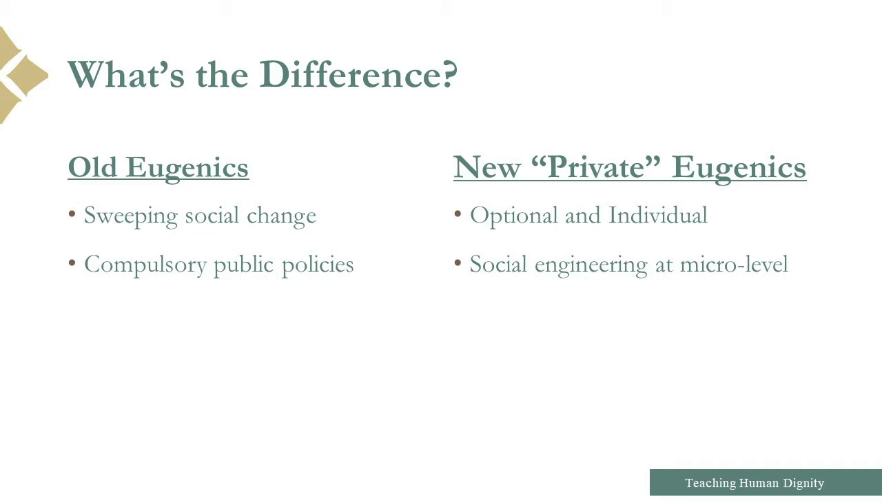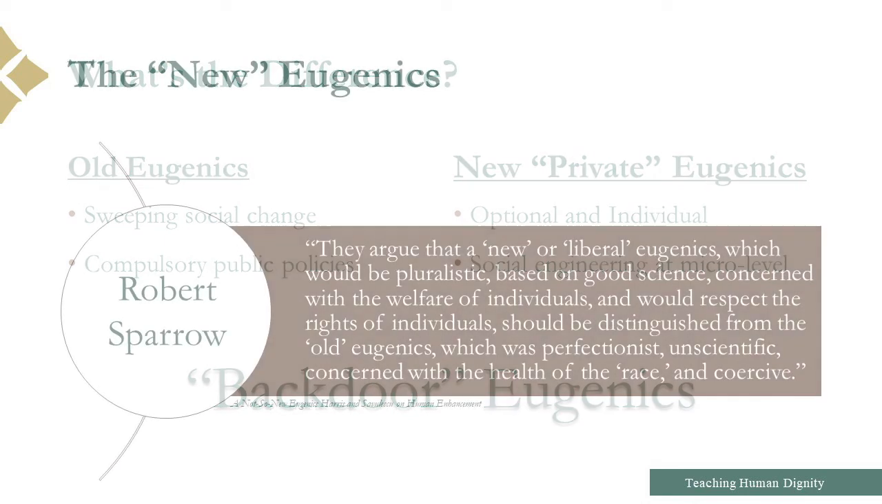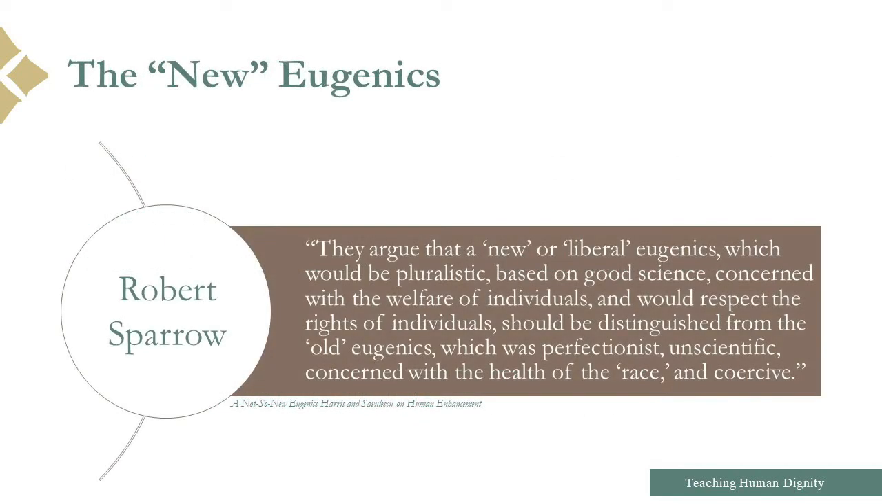So this social engineering is going on at a micro level, at least on face value, at the level of the individual or the family. And so this focus on individual reproductive choice rather than on compulsory public policies has been termed backdoor eugenics, right? We're getting to the same place as we were, just through a different route, a less conspicuous route, the back door. This has also been called new or liberal eugenics.